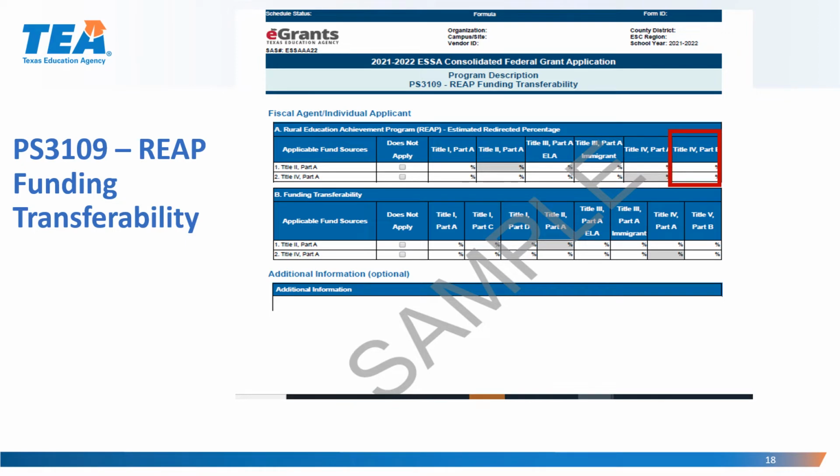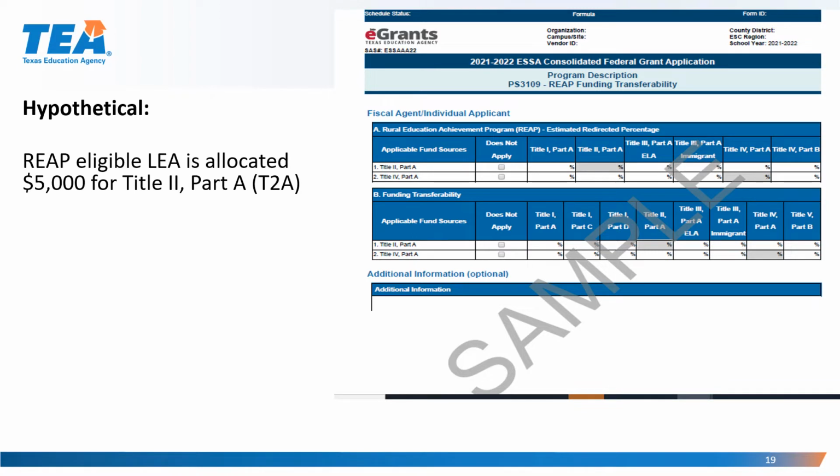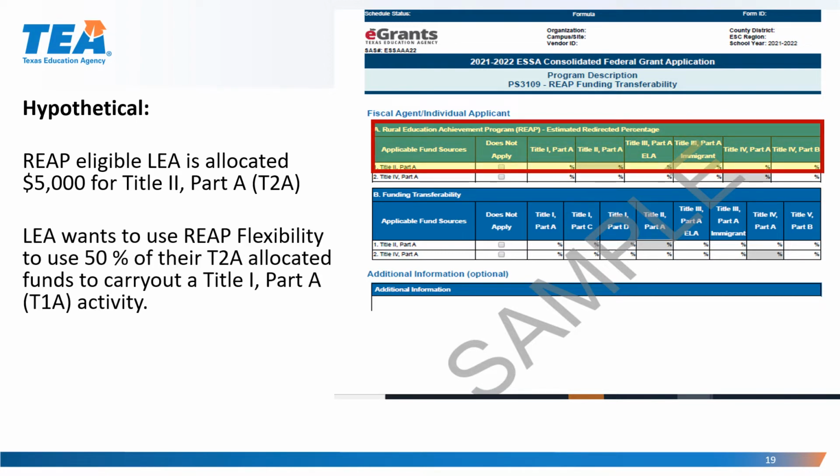As you can see, the Title II Part A and Title IV Part A sections have been grayed out for the respective funding sources. So let's look at a hypothetical. A REAP eligible LEA is allocated $5,000 for Title II Part A. The LEA wants to use REAP flexibility to use 50% of their Title II Part A allocated funds to carry out a Title I Part A activity.